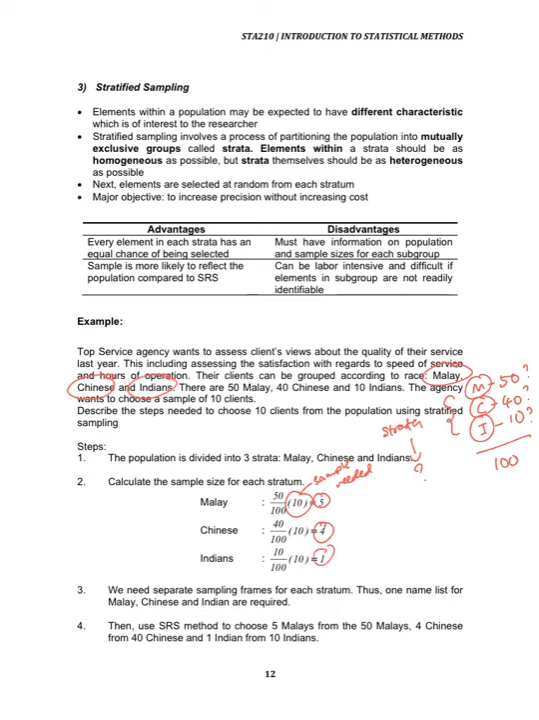Okay, so kita dah ada list dah untuk Malay, Chinese and Indian ni. Okay, and then daripada 50 Malay tu kita akan pilih 5, Chinese 4, Indian 1. So cara nak pilih 5 sampel ni, kita akan apply simple random sampling. So nanti kita dapatlah total semua 10 betul tak? Tadi memang kita nak sampel 10 pun.